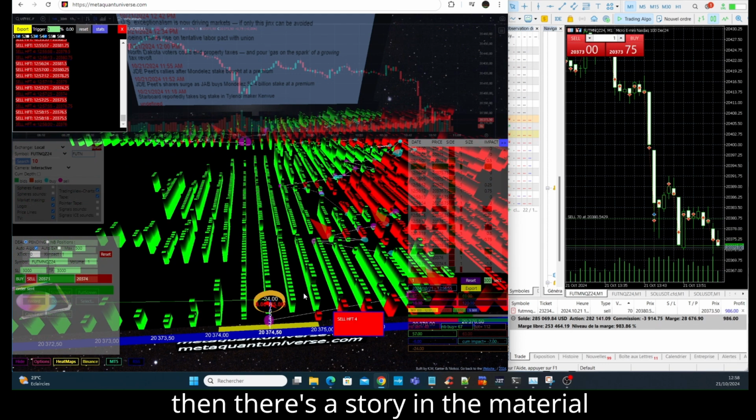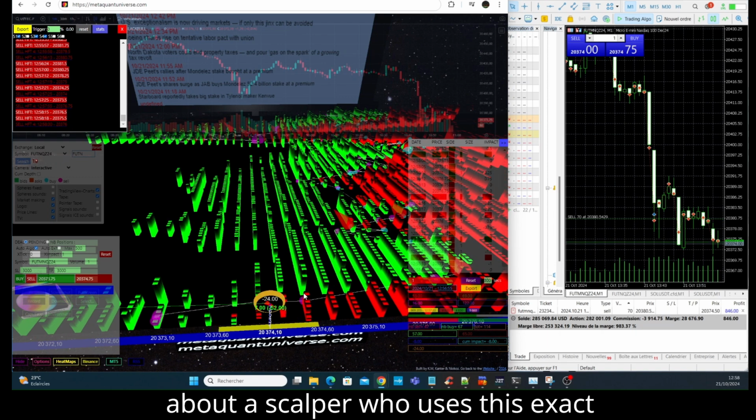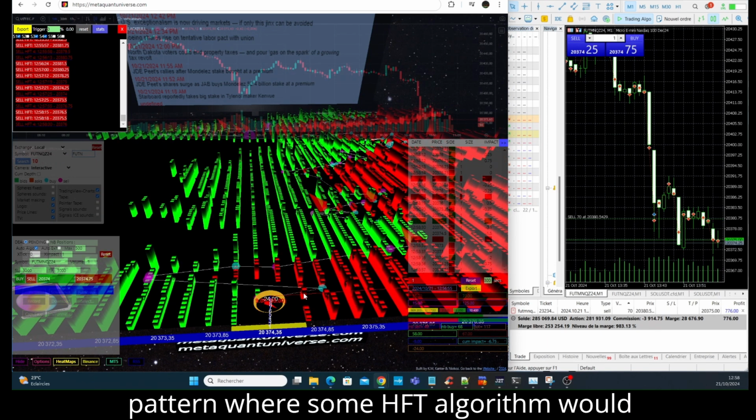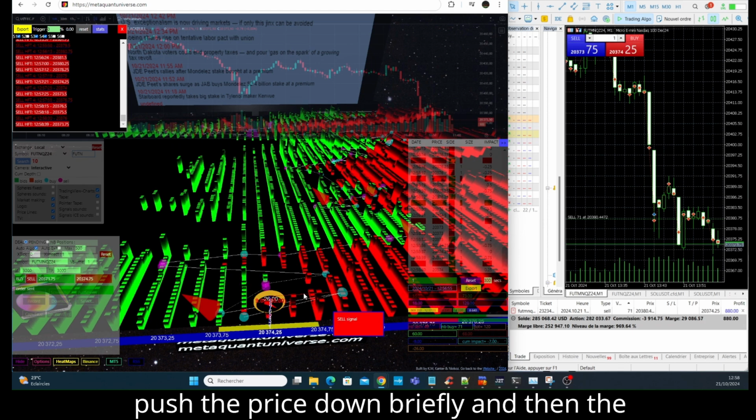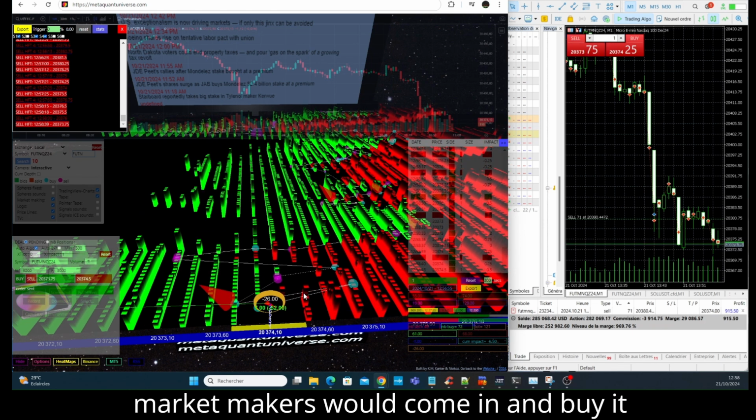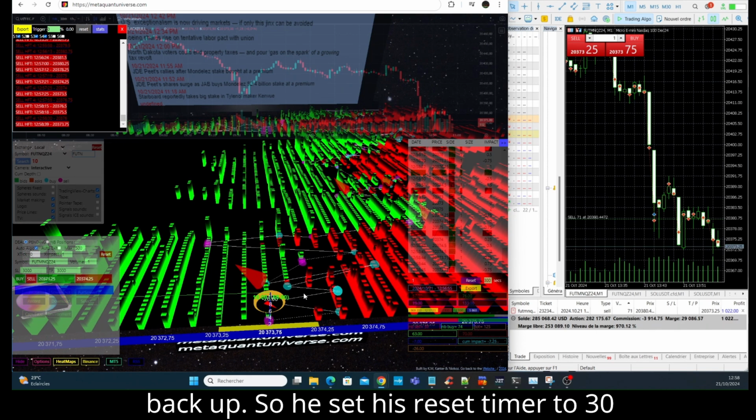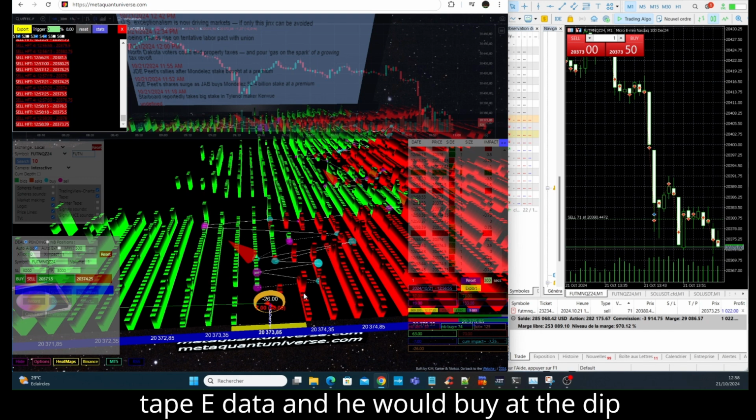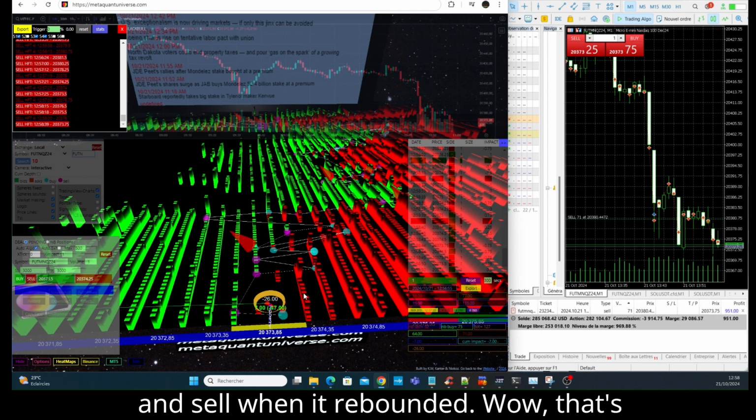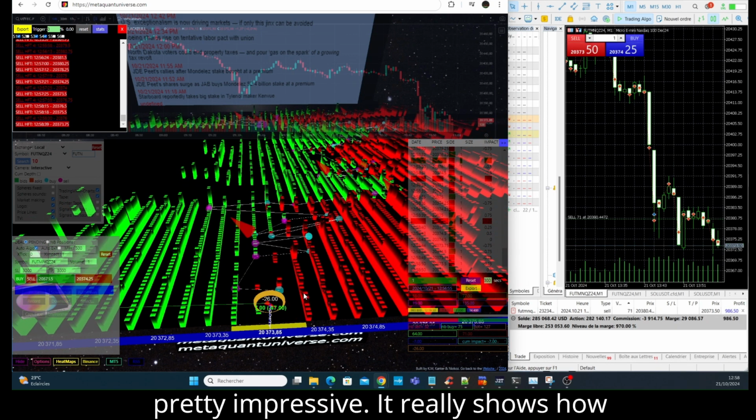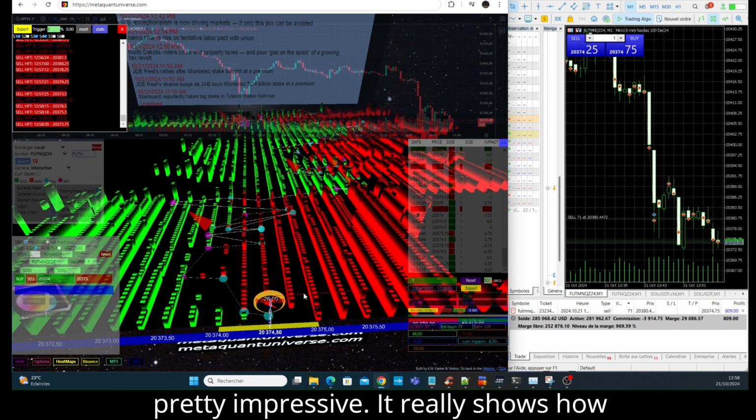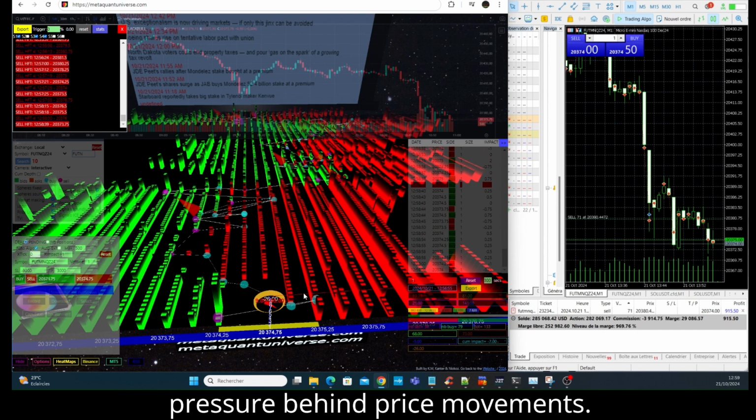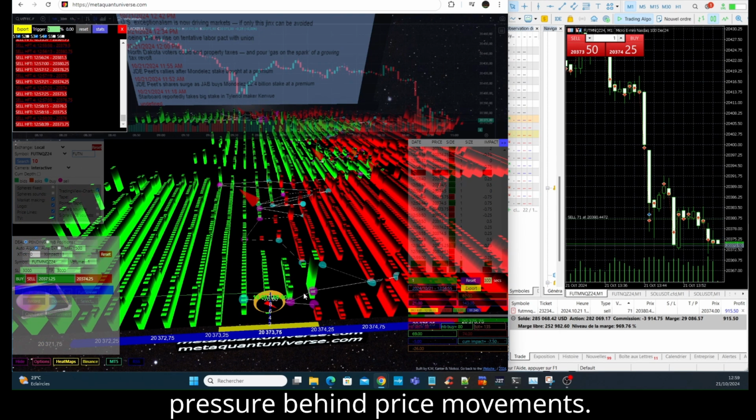But then there's a story in the material about a scalper who uses this exact strategy. Oh yeah. This guy noticed a pattern where some HFT algorithm would push the price down briefly, and then the market makers would come in and buy it back up. So he set his reset timer to 30 seconds to see the pattern clearly in the Tape E data. And he would buy at the dip and sell when it rebounded. Wow, that's pretty impressive. It really shows how important order flow analysis is, understanding the buying and selling pressure behind price movements.